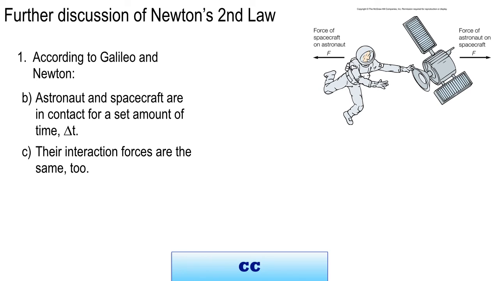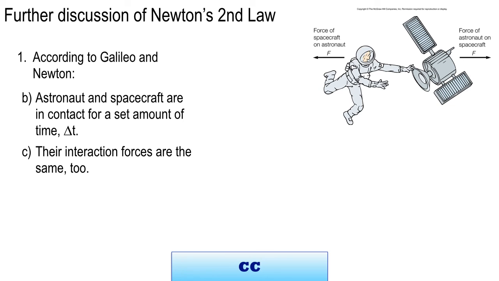We know that according to Galileo and Newton, they're in contact. So this is a picture of an astronaut that's pushed a spacecraft, a very, very small spacecraft, off to the right. And the spacecraft is going to give him a push to the left. We know that by Newton's third law. The interaction forces are the same size, although opposite directions. And the contact time, of course, by definition is the same for both.